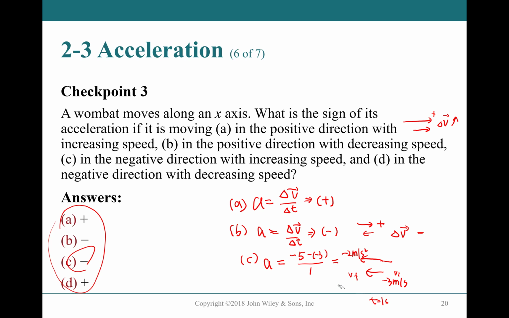Going with decreasing speed, you can go from -3 to -1, right? And then you can do your calculation. It's -1 minus -3 divided by 1 second. You are going to get a positive 2 meters per second square. So negative direction with decreasing speed, you are going to get a positive.